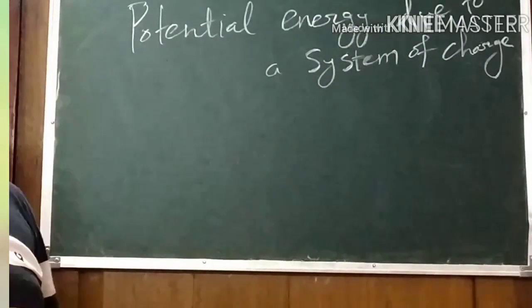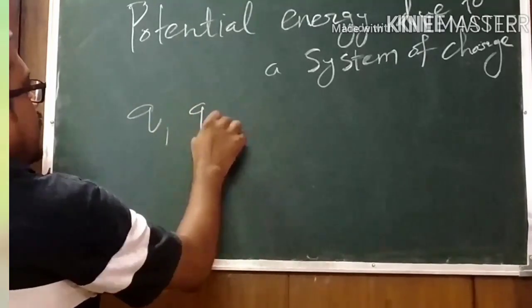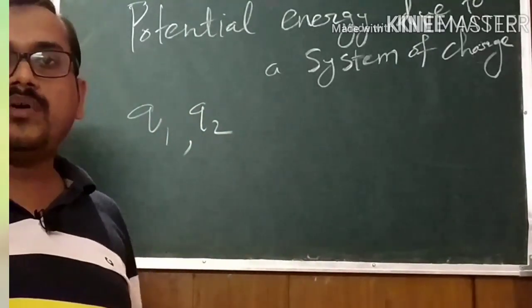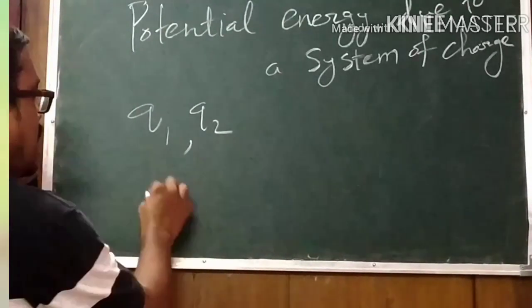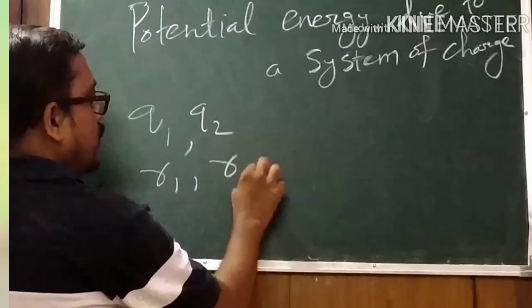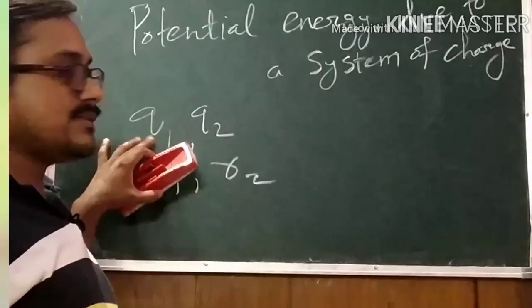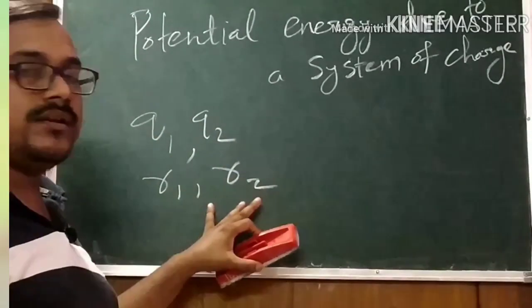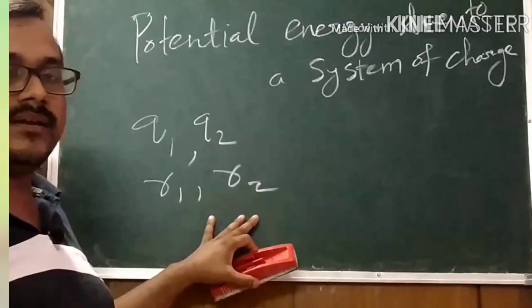So first, let us consider Q1 and Q2 are two charges which are located at positions R1 and R2 from a given location, or from the origin also we may take.